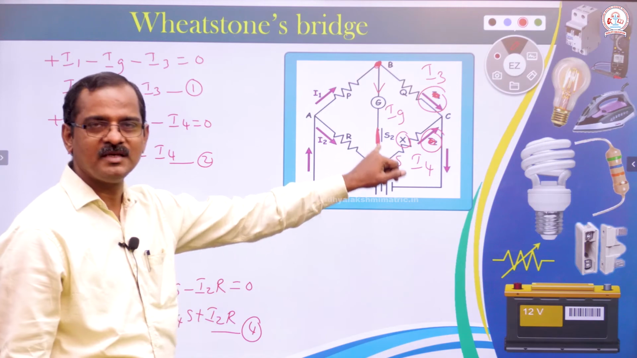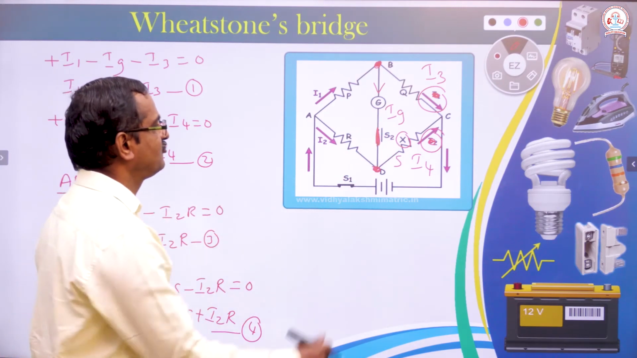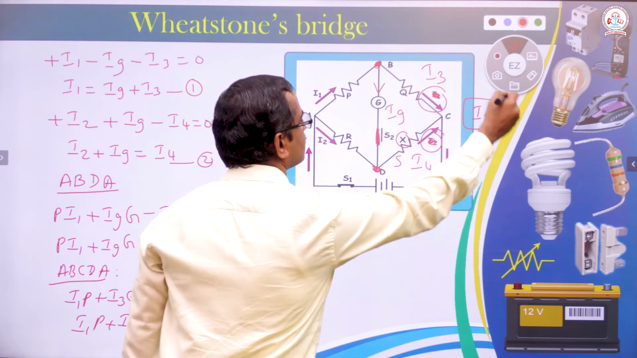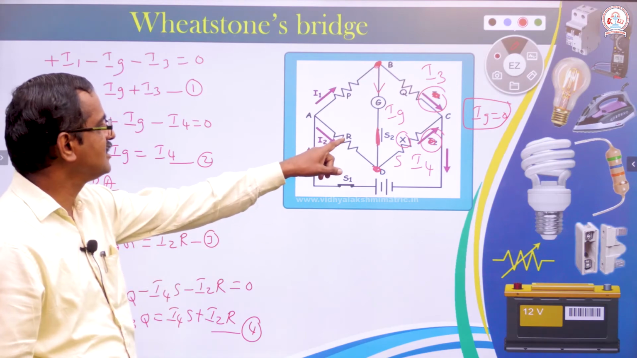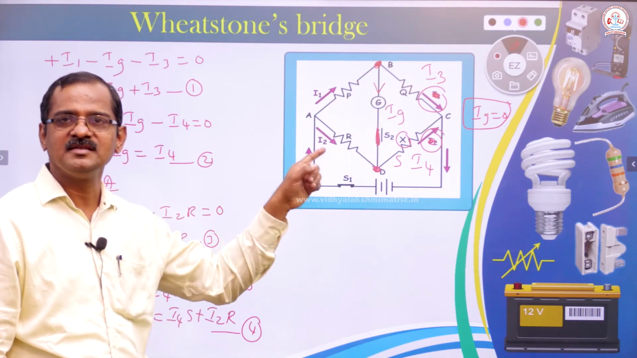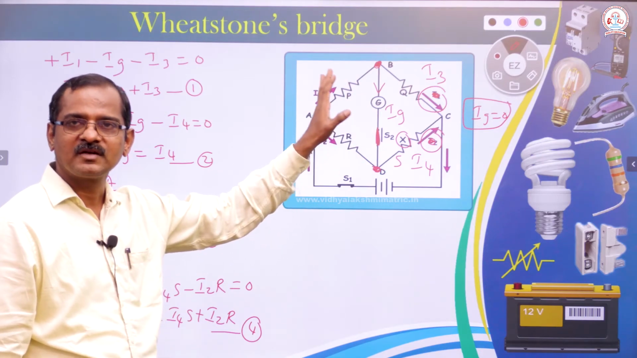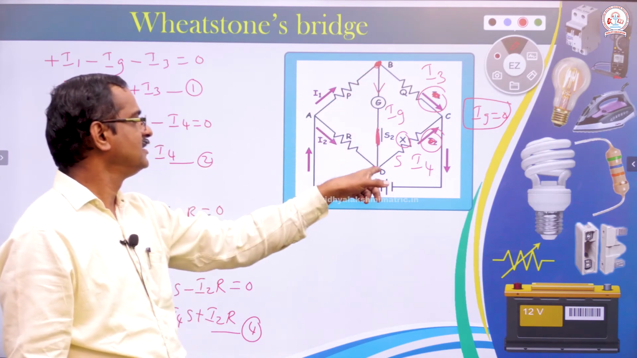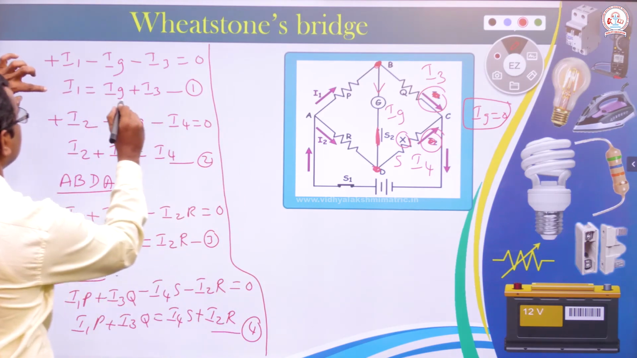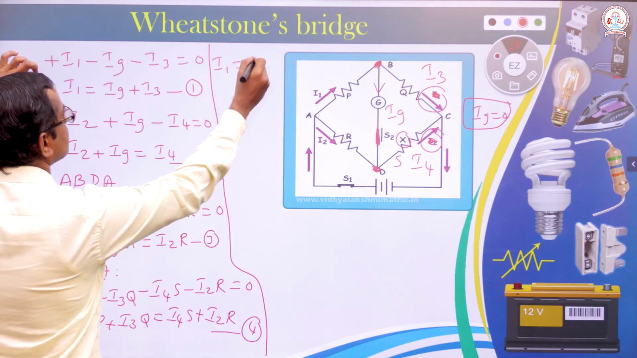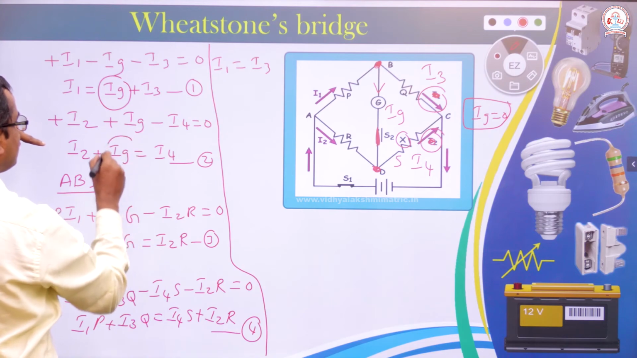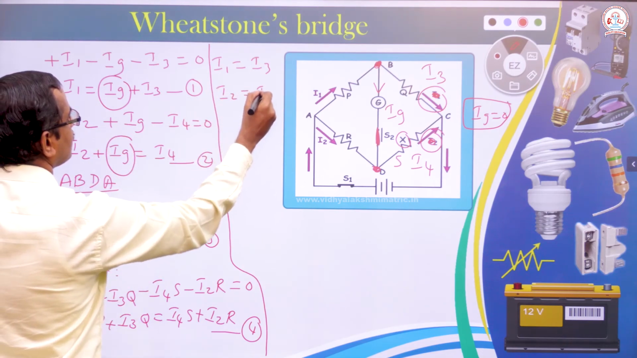At one stage, even when the key is connected, if you take Ig equal to 0, it means that no current is flowing through the galvanometer, which means there is no potential difference between B and D. Current will not flow through the galvanometer when there is no potential difference between B and D. If Ig equal to 0, we can write I1 is equal to I3, and I2 is equal to I4.